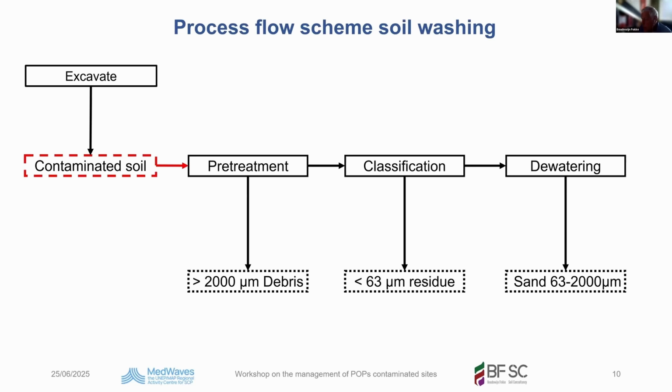And then it's classification, so you know where the contaminants are, and most likely they are on the residue of the soil smaller than 63 µm, and this should be treated or landfilled, and then dewatering. So here are the two fractions, most likely clean. This one is contaminated, this one is clean, but you have to prove this by analysis.